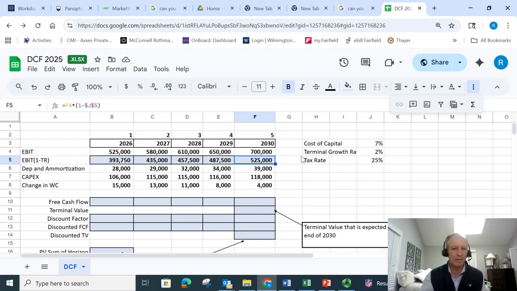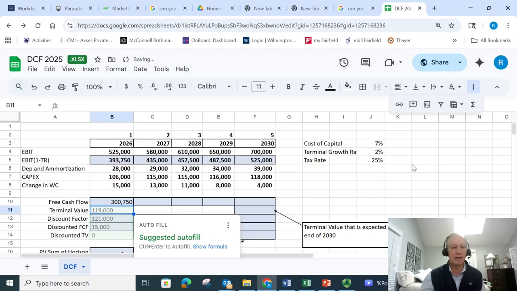in cell J5, 25%. So now the free cash flow, if you recall that formula, is going to be EBIT times 1 minus the tax rate, so that number, plus depreciation, minus CapEx, minus the change in working capital. And you can see the change in working capital for all these years is a positive number. That means working capital is constantly getting higher. And that is an assumption that I'm using for this problem.